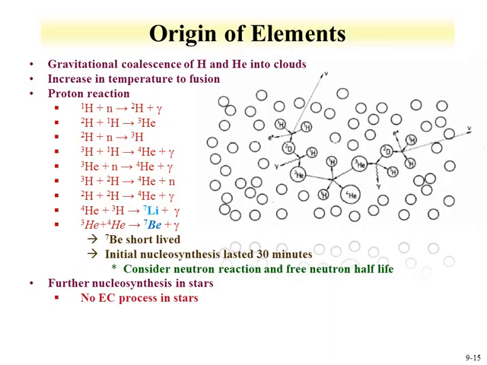Going above helium, we would make lithium or beryllium, but these were relatively short-lived, so they were not stable. The initial nucleosynthesis lasted on the order of 30 minutes. Free neutrons have a half-life on the order of 10 minutes, so after a period of time, free neutrons decayed and were no longer available for reactions.